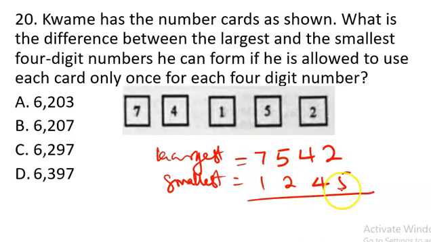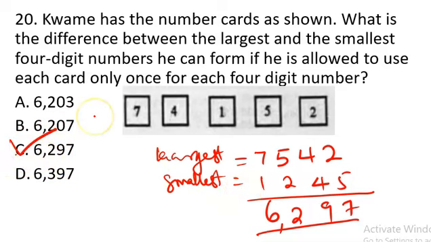Then we are finding the difference. So here 12, that's 7. It's left with 3, 13. 13 minus 4, we have 9. It's left with 4. 4 minus 2, 2. Then 6. So we have 6,297. The answer is C.